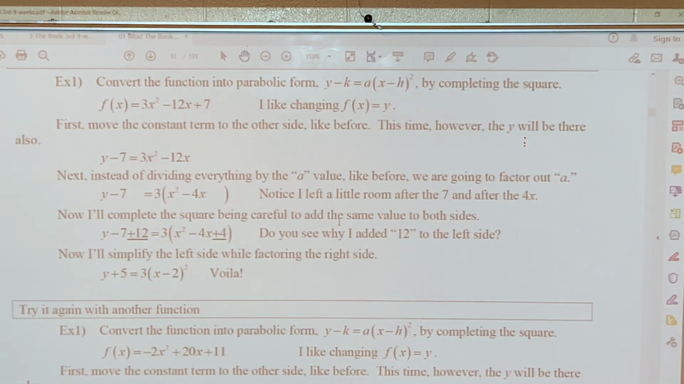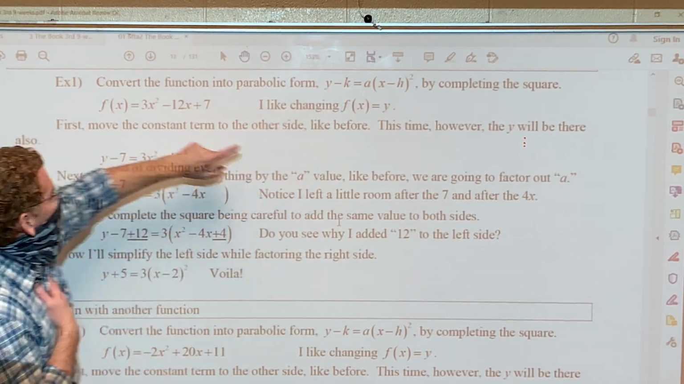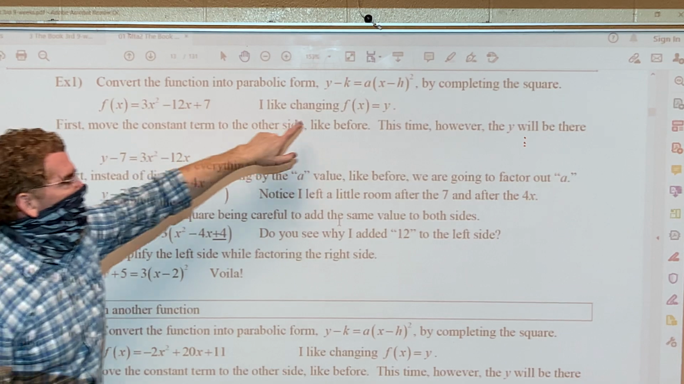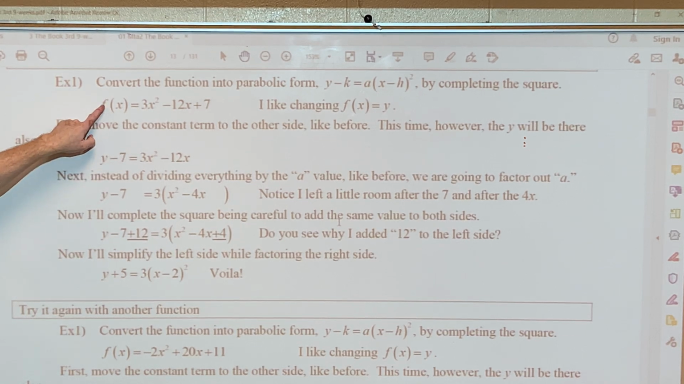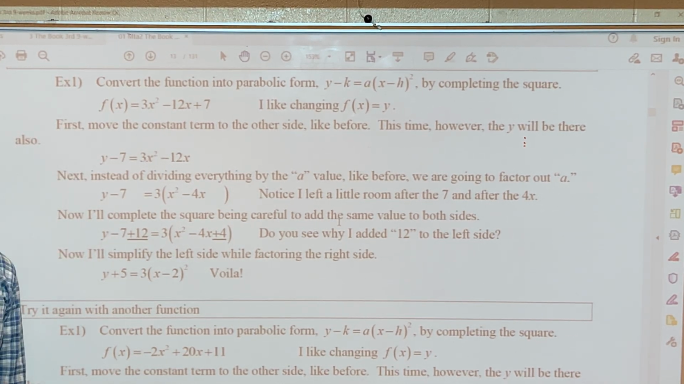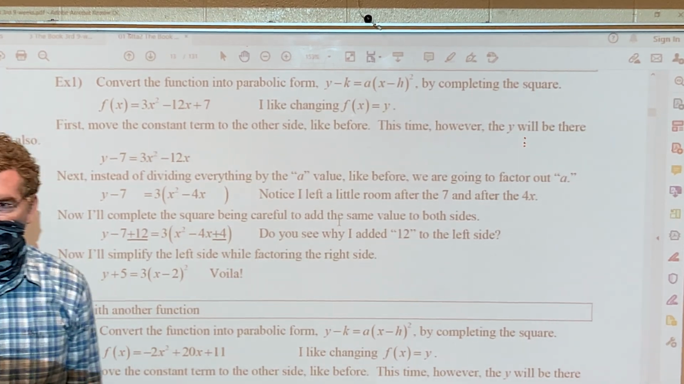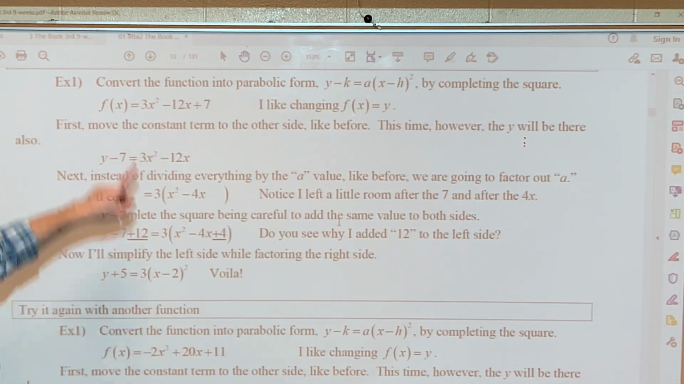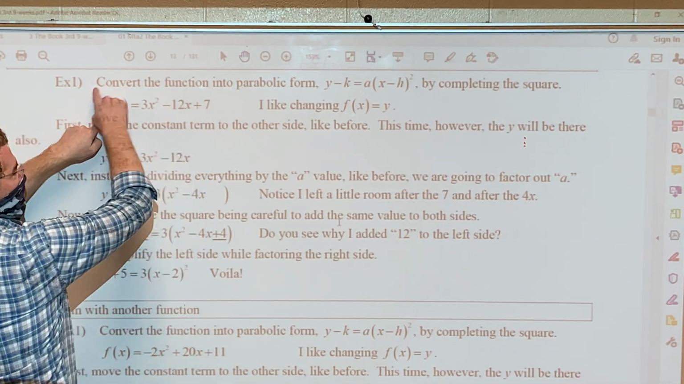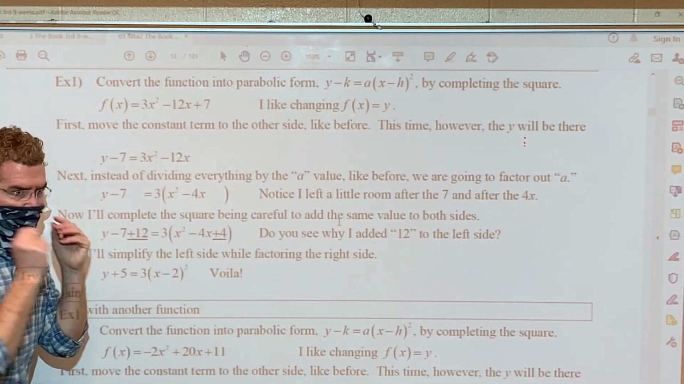Now I personally like a y in there, not an f of x. So the first thing I do is I just change f of x to y. Okay, just because that's what it means. It just looks a little better to me. So I'm going to do that first. There's a y right there now. And then what was the first step in completing the square that you remember doing? You move the constant over, right? So if that's a y, I'm going to subtract that 7 to the other side, and now I'm right here.